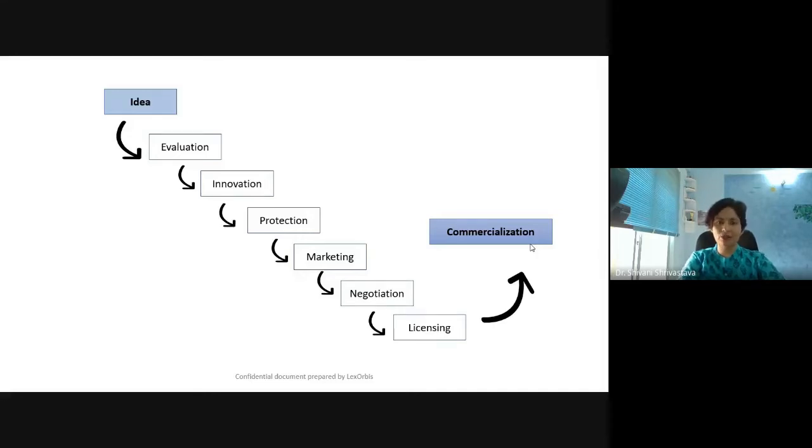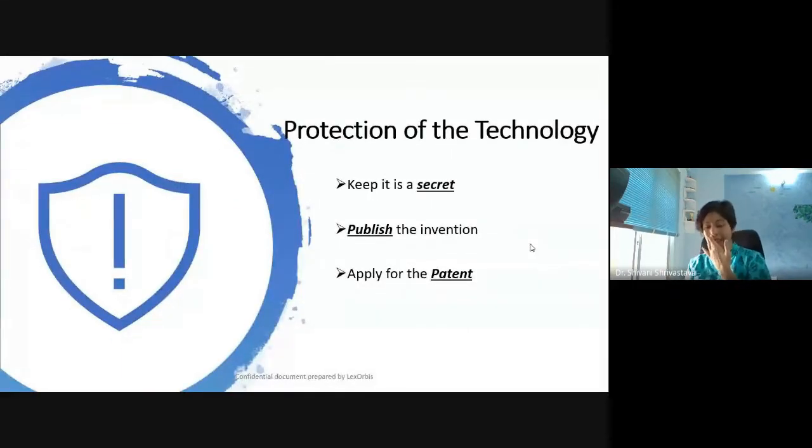Evaluation and innovation, I suppose I don't have to explain here, because most of the people have a technical and research background, so they know how to have an idea and then how to implement it in the lab. The next step is the protection of the technology. When we are talking about protection of technology, there are multiple options. One option is to keep it as a secret. That means we cannot disclose or publish anything about the technology with anyone else or on any online portal.